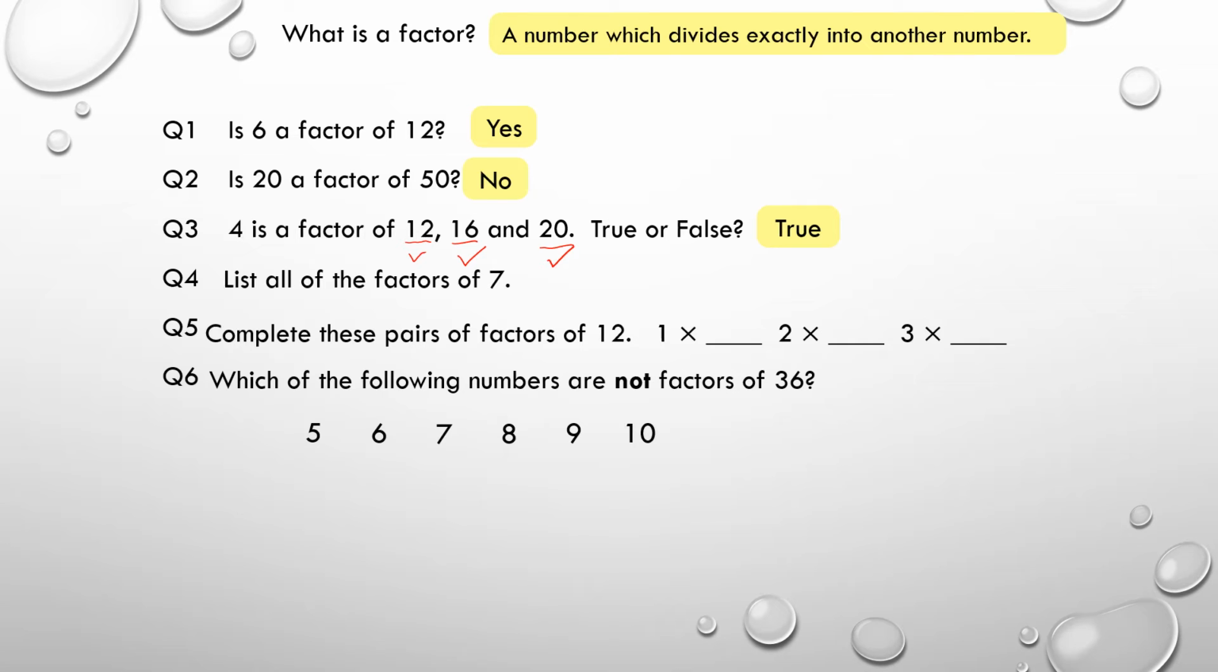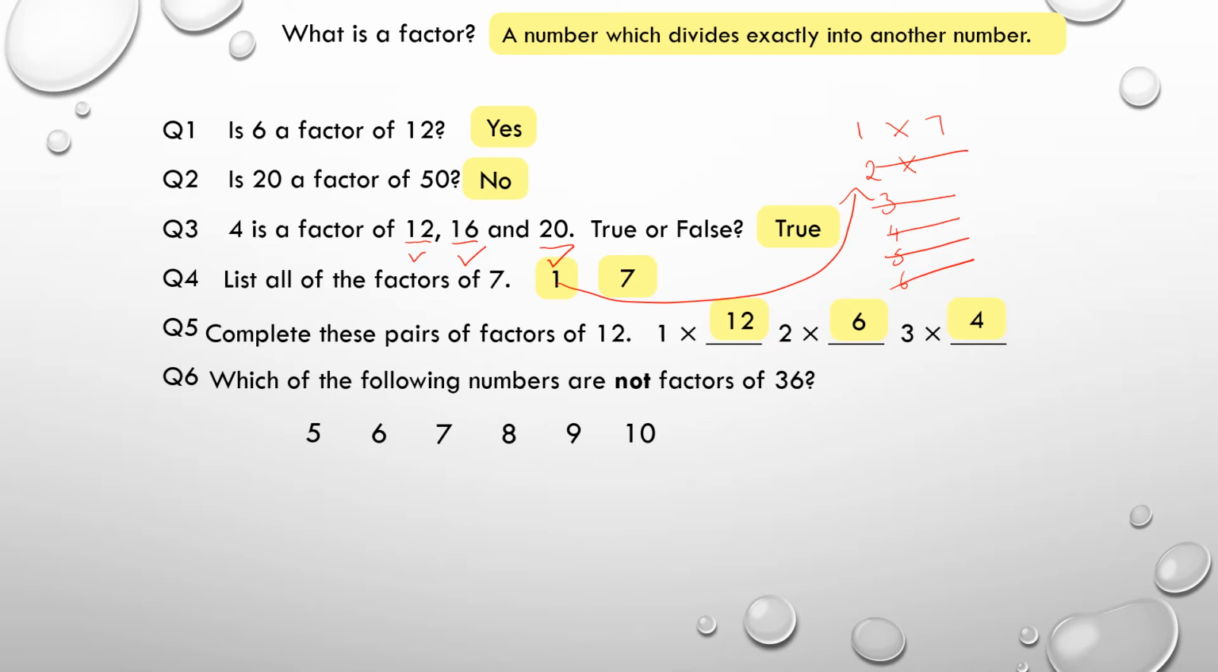List all the factors of 7. So if we were to do this, just do this space here, we could do 1 times 7. We can't do anything times 2. We can't times anything by 3, or 4, or 5, or 6. So our factors of 7 are 1 and 7, which makes it a prime number. Next one is to complete these pairs of factors of 12. So we could do 1 times 12, 2 times 6, 3 times 4.